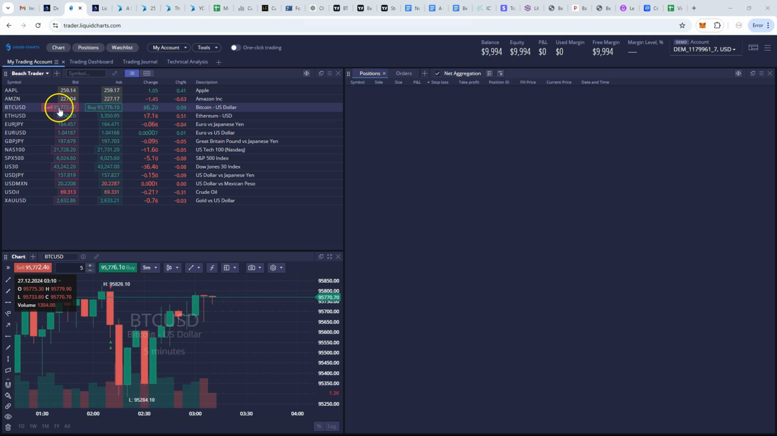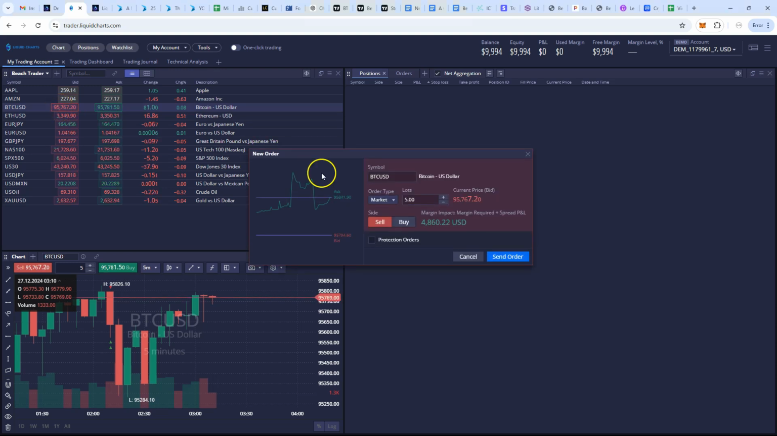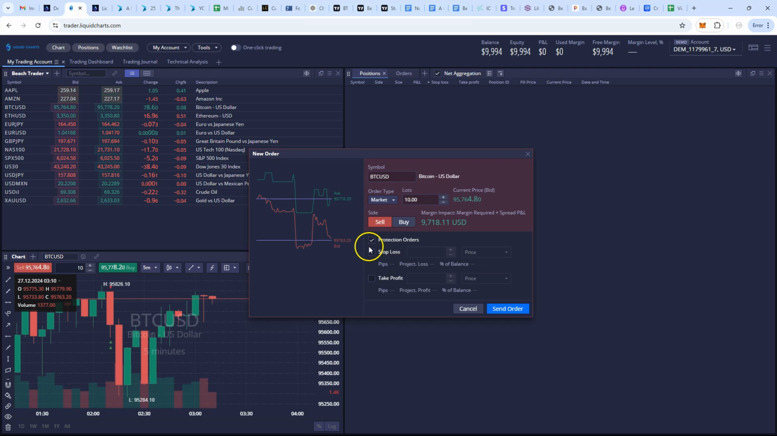We're going to go to BTC, and I haven't looked at the graph or anything or taken a trade, but I'm going to go to sell, and I'm going to do a 10 lot trade. That means $10 for every movement. And then we're going to go to protection order right here at the bottom, and we're going to put in a stop loss.